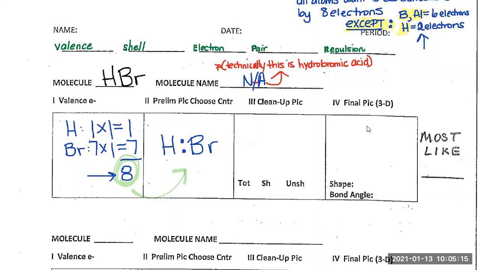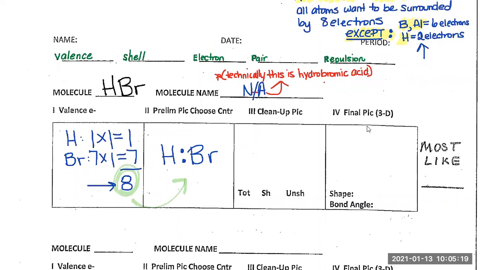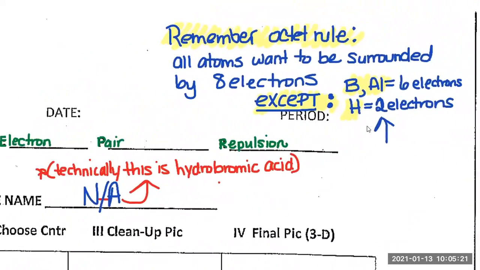Do I put them around the hydrogen? Do I split them between the hydrogen and the bromine? What do I do? Well, for that, you need to remember the octet rule.